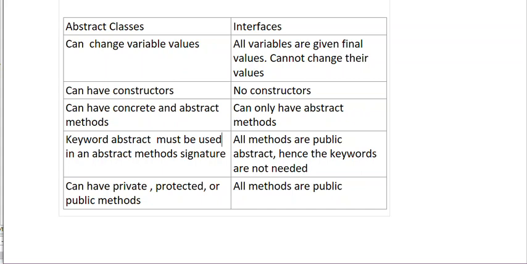We can have private, protected, or public methods in abstract classes, so all kinds of access are allowed, but all methods in interfaces are public. So these are the few differences between abstract classes and interfaces, and I expect that this has cleared up the similarities and differences. Always understand that a class is used to define an object and an interface is used to define a behavior.